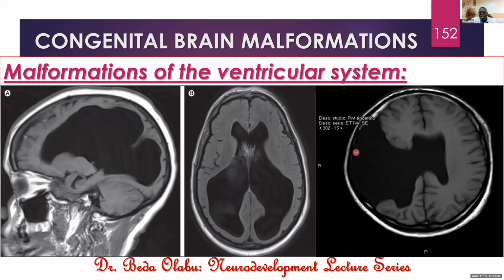The last one is called schizencephaly. In schizencephaly, there's a problem with the development of the cerebral hemispheres, in which case there's a cleft through the hemisphere. That cleft communicates the ventricular space, lateral ventricle in this case, with the subarachnoid space. So we call that schizencephaly.